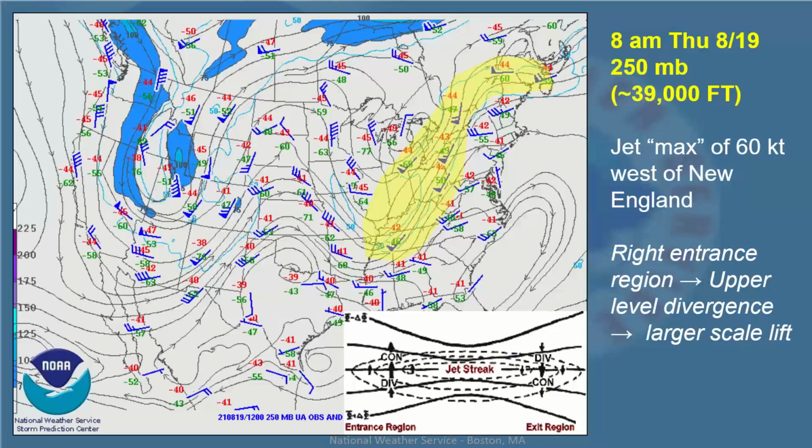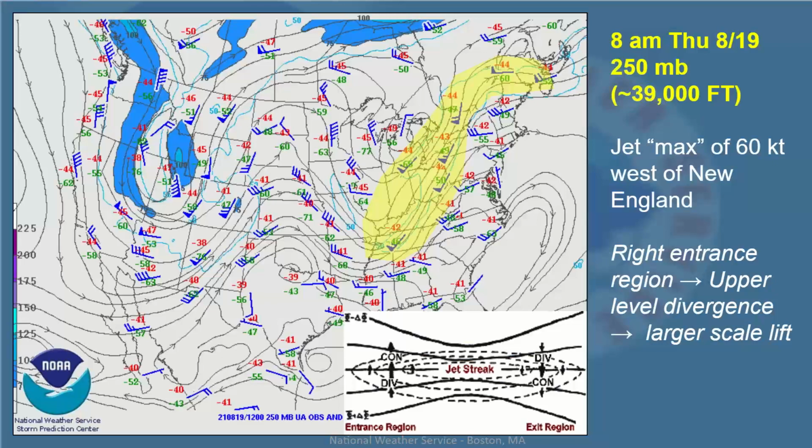And notice that the yellow shaded area, that's what we call a jet max, estimated to be around 60 knots, and that's west of New England. That puts us approximately in the right entrance region of the jet streak. If you look towards the bottom right of the image, there's a graphic that shows you how we diagnose a jet streak.